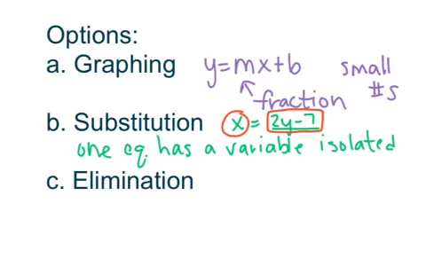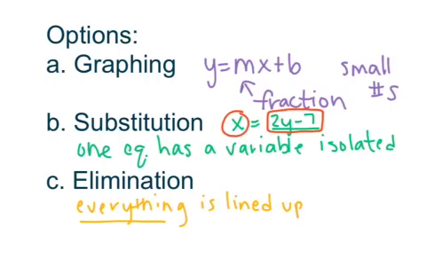And then lastly, elimination is when everything is lined up. We're going to talk about a tricky looking one here in a minute. But by everything, I really mean everything, because you need to have your x's lined up, your y's lined up, your equal signs have to be lined up, and just the plain numbers, those are called constants, those have to be lined up as well.